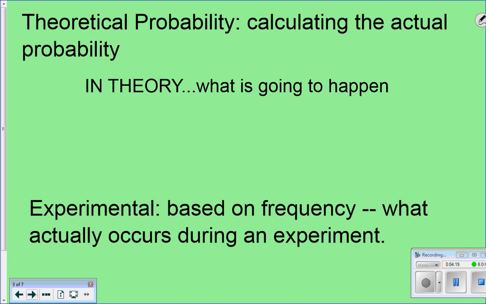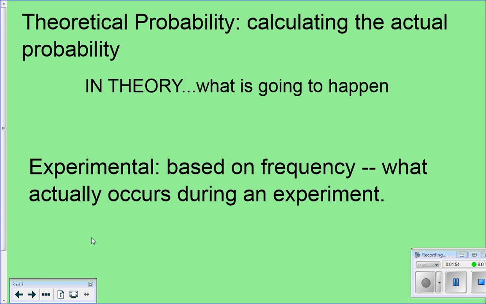Okay, now what is theoretical and what is experimental probability? So we kind of talked about this a little bit. Theoretical is the actual probability. So in theory, what's going to happen? What's going to happen on paper? It's telling me that this should happen. In theory, this should happen.